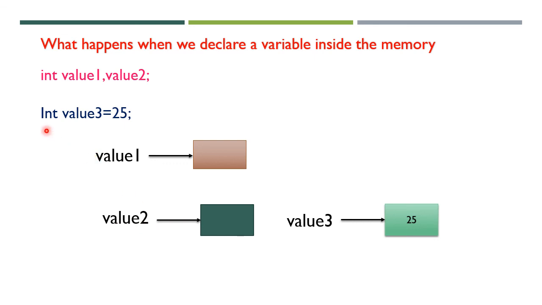And in the second example, int value 3 is equal to 25. So here 4 bytes of memory will be reserved and this is identified with value 3, and here we have assigned 25 to value 3. So in this memory location 25 will be present. Value 1 and value 2 might be empty or might consist of some garbage values. Value 3 consists of 25.